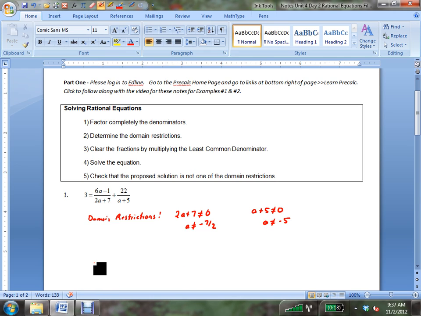Now let's try to solve the problem. What we're going to do first is to try to clear the fractions. So I'm going to multiply by the least common denominator, which is 2a plus 7 times a plus 5. And I'm going to multiply that times the entire equation.